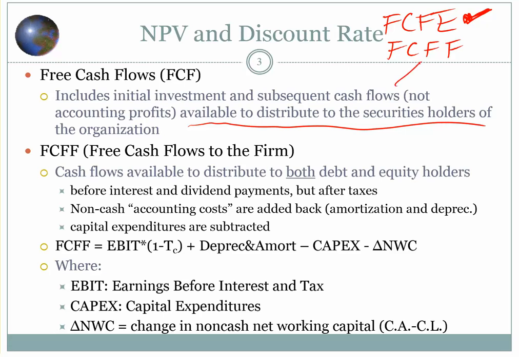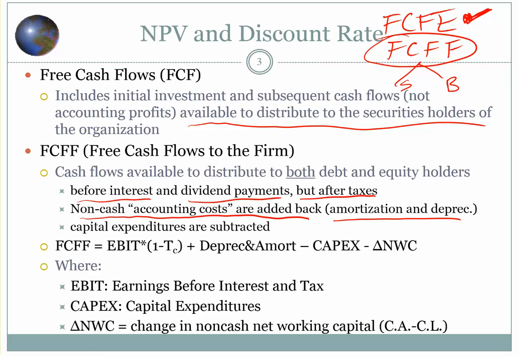Free cash flows to the firm are cash flows which are available to pay to both stockholders and bondholders. So in this case, we're not going to subtract interest from free cash flows to the firm because these are cash flows available to both stock and bondholders. These cash flows are before interest and dividend payments, but do include taxes. We also want to add back any non-cash accounting costs that are subtracted in the normal calculation of net income. And those are things such as amortization and depreciation.